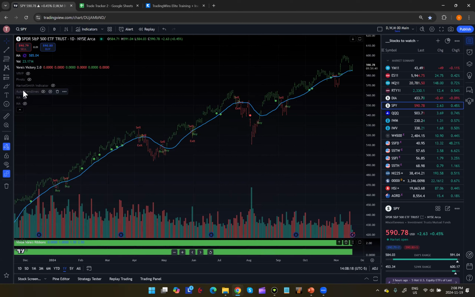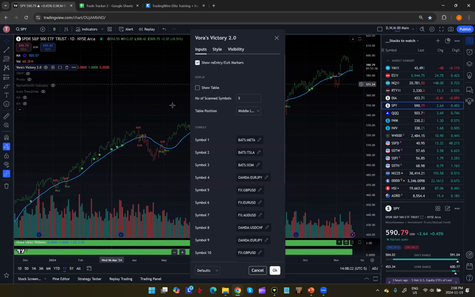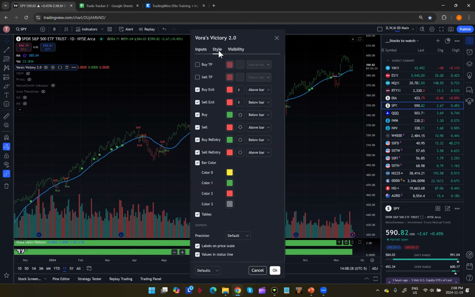Now, there is one other part to this. Let me go into the settings here and click on Show Table. First of all, these symbols here are customizable, meaning you can change the colors if you want. You can also check them or uncheck them. There's a couple other settings.